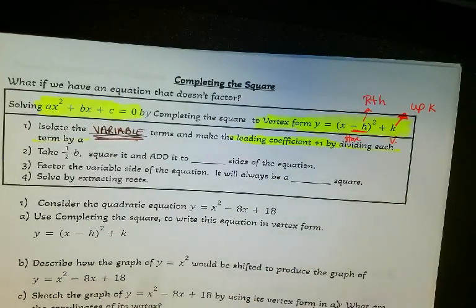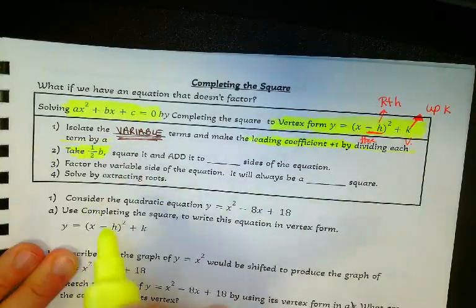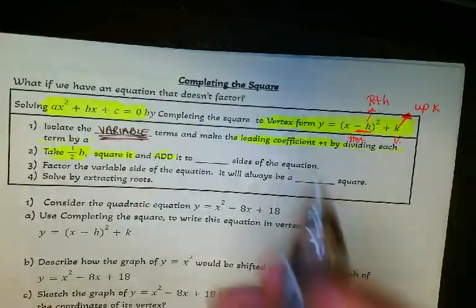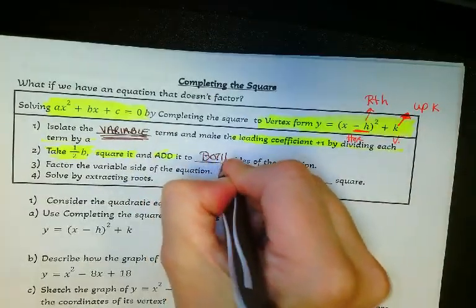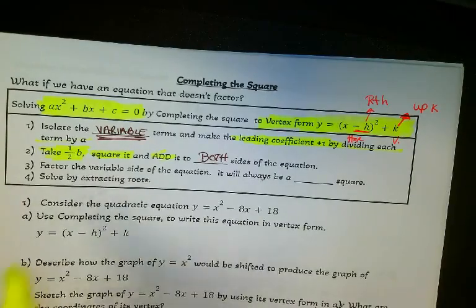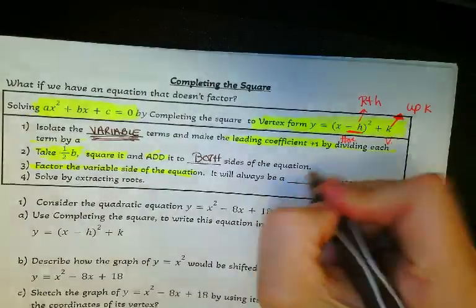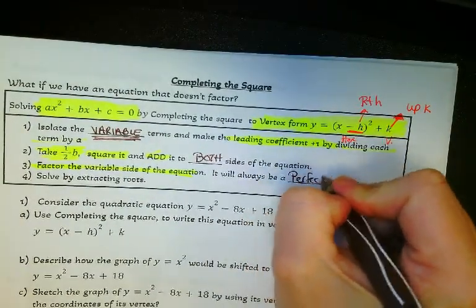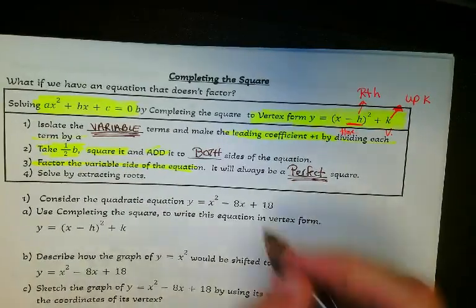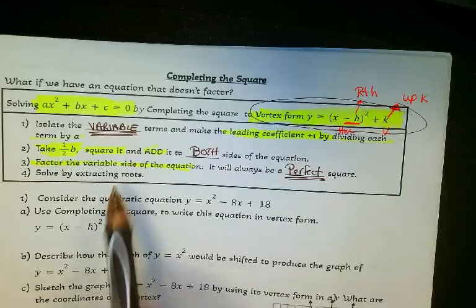Then here's the trick to how we complete the square. You take half of the b value, then you square it, and you add it to both sides of the equation. Then you'll factor the side of the equation with the variables. The nice part is that will always be perfect squares. Okay. And then you'll either put it in vertex form, which is up here, or you'll solve it based off what the question's asking you to do.